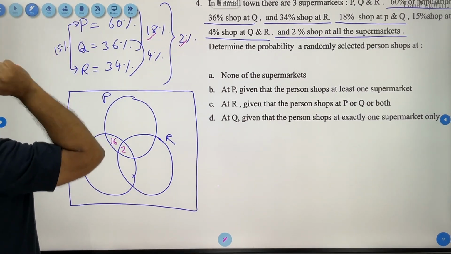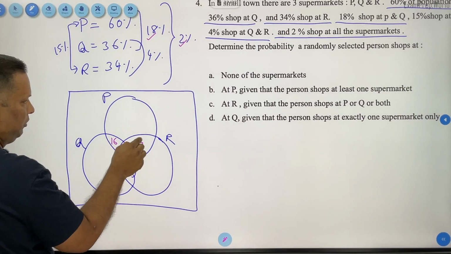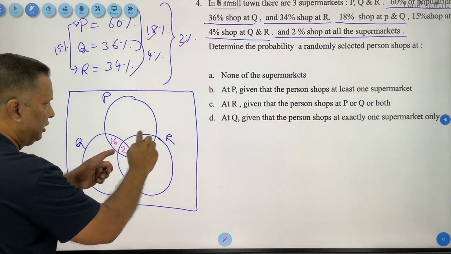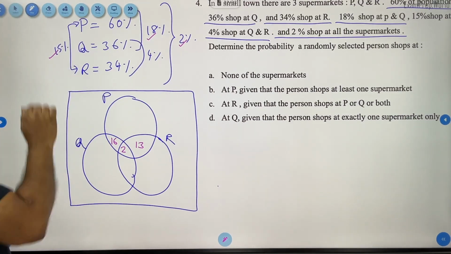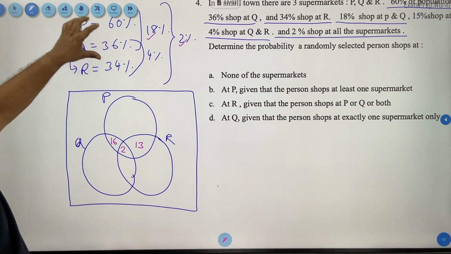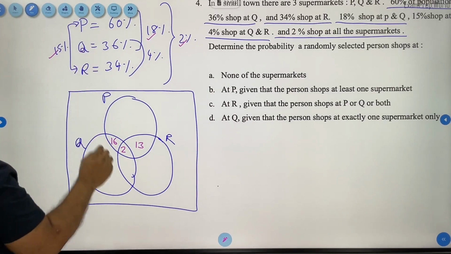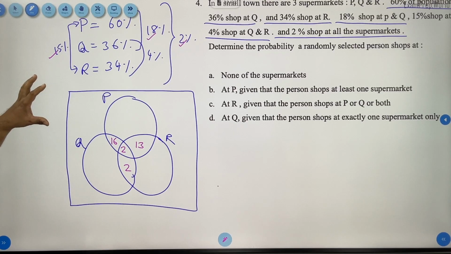P and R is 15. 2 is already there, so this will be 13. See the area between P and R, this is 15, okay, this part also done. Now, 4% between Q and R. 2 is already done, so we will write 2. So common area is all included.